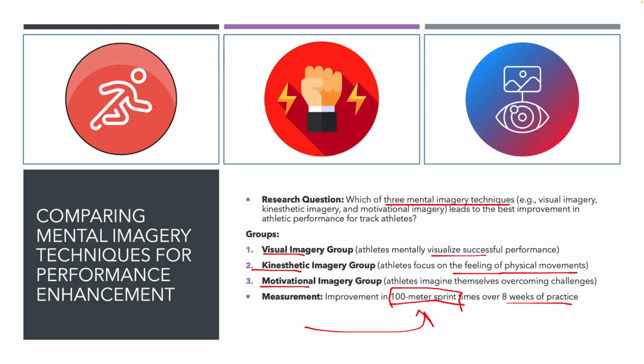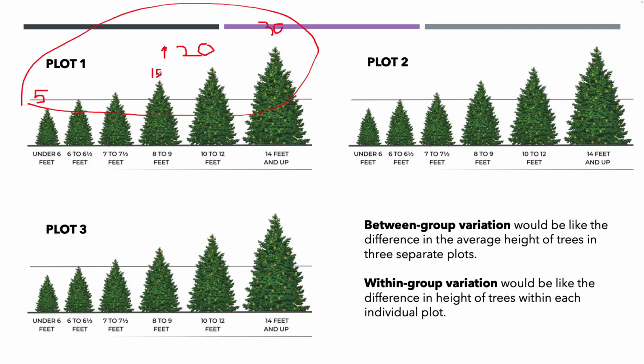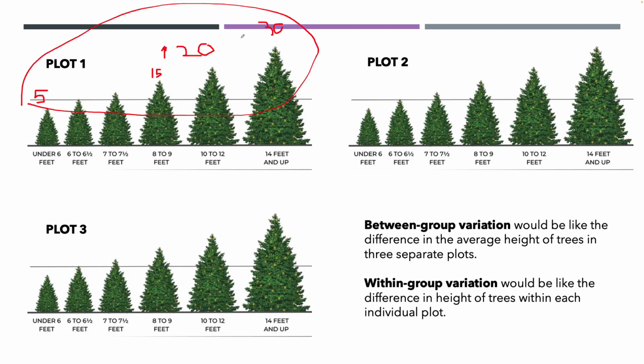Well, if I do my assessment and I look at the between group variation and the within group variation, this is showing me the average performance improvement, right? So what was the average of visual? What was the average of kinesthetic, and what was the average of my third one, motivational, right? So what was the average here, average here, average here?